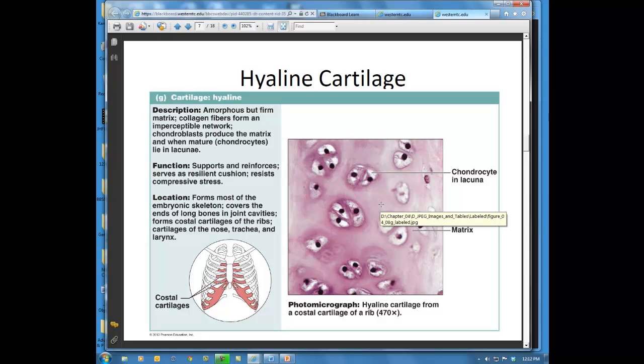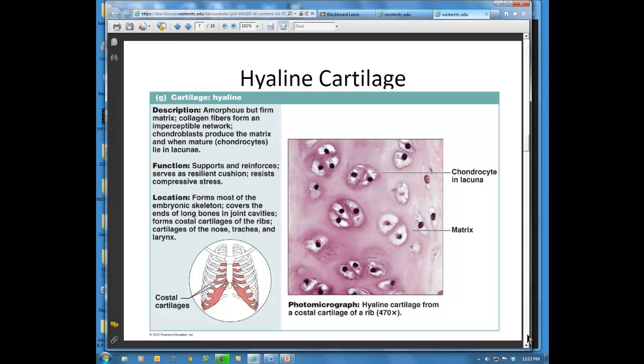Where we find it is in the nose, the trachea, the larynx, and the cartilage that attaches the ribs to the sternum. So here we can see the ribs, and here's the sternum. So what's shown in red here is the cartilage that attaches the ribs to the sternum. That gives our rib cage some flexibility, so when we inhale and exhale, it doesn't require that much muscular effort because there's some cartilage that allows those ribs to move inward and outward more easily.